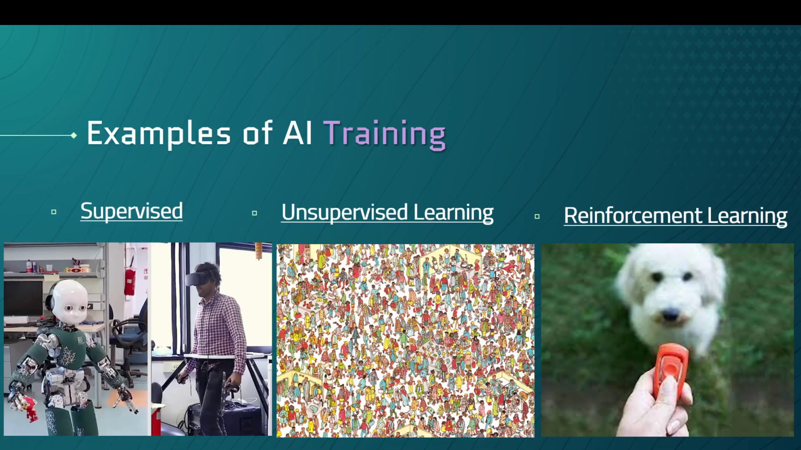And then it gets to the point where it can identify Waldo every single time in 0.2 seconds. That's unsupervised learning. Data heavy, training heavy, but powerful.